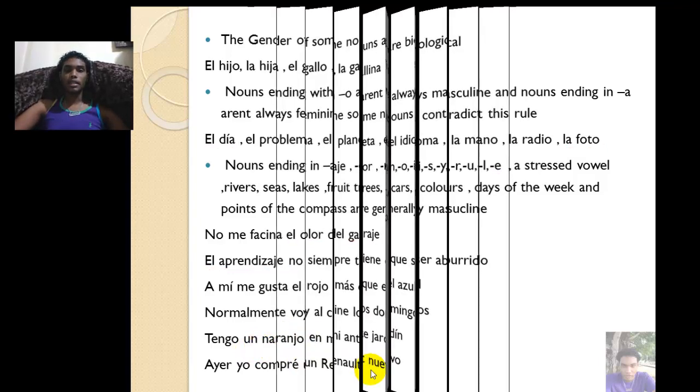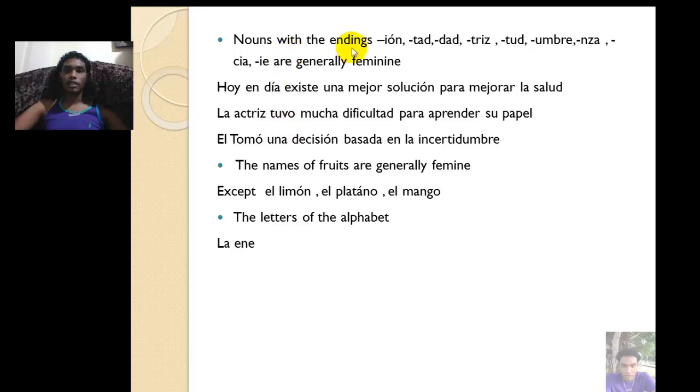Nouns with the endings ión, tad, etc. are generally feminine. Por ejemplo, hoy en día existe una mejor solución para mejorar la salud. Nowadays, there is a better solution to improve your health. Okay? So we're going to say that una solución and la salud. Okay, so notice the endings very carefully.